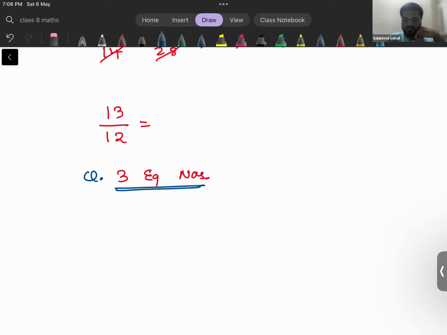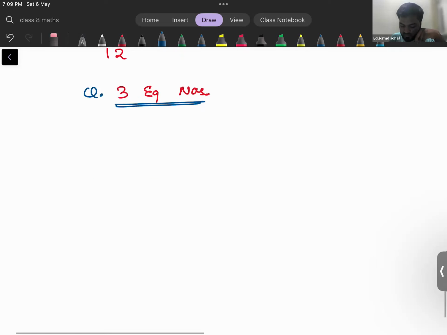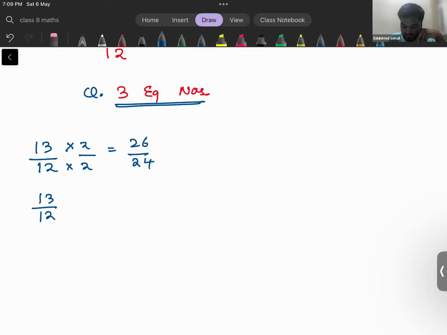Thirteen by 36. No, that will not be an equivalent rational number, because if the question asks to find equivalent rational numbers, whether it be 5 equivalent rational numbers or 10 or any given number, what we simply do, let's say 13 upon 12, that was our question, is multiply the numerator and denominator by the same value. Let's say multiply them by 2. That will give you 26 upon 24. Similarly, we can multiply both the numerator and denominator by 3.